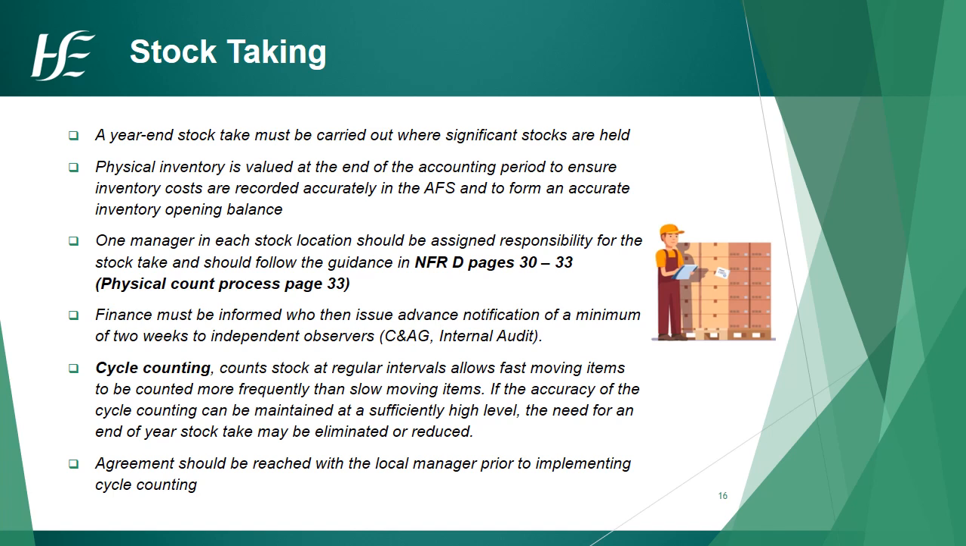Cycle counting. Count stocks at regular intervals, which allows fast-moving items to be counted more frequently than slow-moving items. It allows you to group inventory into categories based on consumption, value or other relevant criteria, and to count certain stocks more frequently without constantly adding up the entire inventory. Essential or expensive items should be counted more often to ensure appropriate supply is on hand. If the accuracy of the cycle counting can be maintained at a significantly high level, the need for an end-of-year stocktake may be eliminated or reduced. Agreement should be reached with the local manager prior to implementing cycle counting.